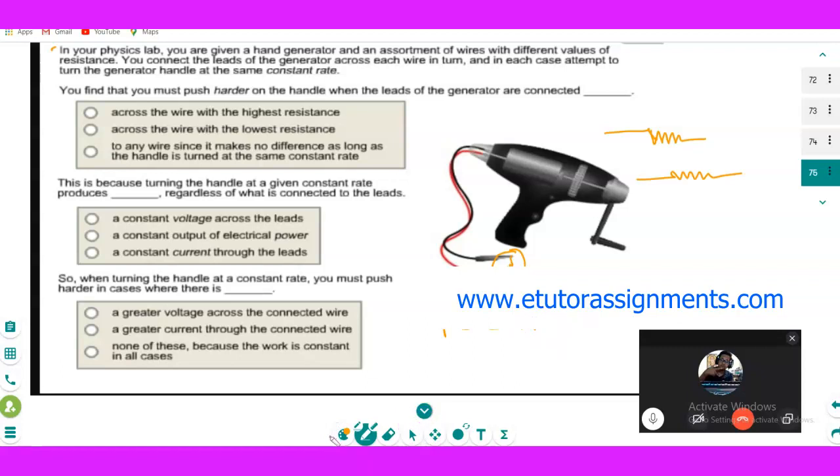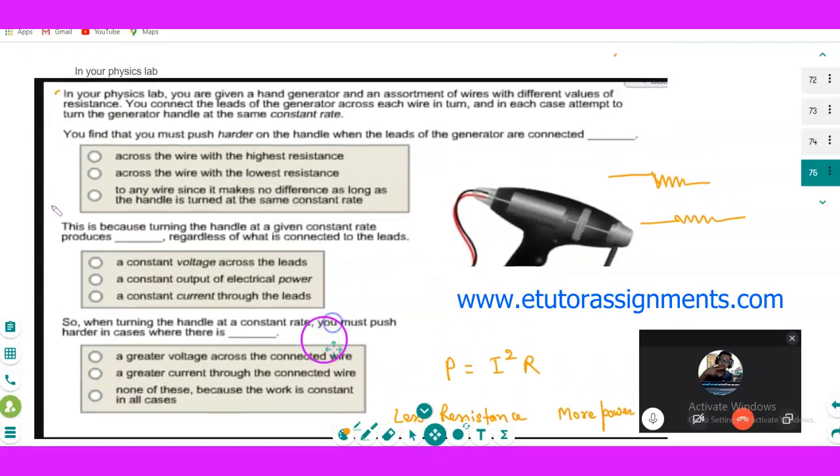Yes, sir. Less resistance means more current, which means more power. Why? Because the I value is increased. Am I right or not? Yes, sir. So then I will read further.